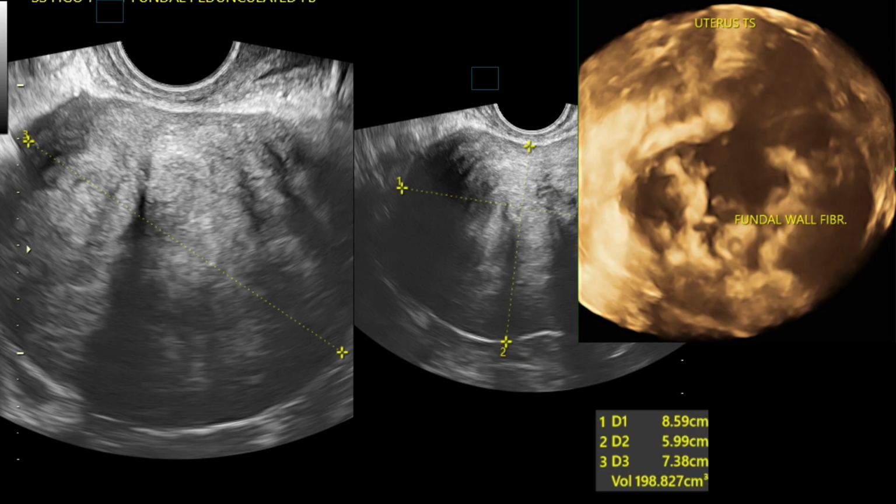On measuring the fibroid, it measured approximately 200 cc in volume, and this is the 3D of the patient. This is the 3D of the same fibroid, and here is the uterus, and here you can see this large pedunculated fibroid along the anterior fundal aspect appearing much bigger than the uterus itself.